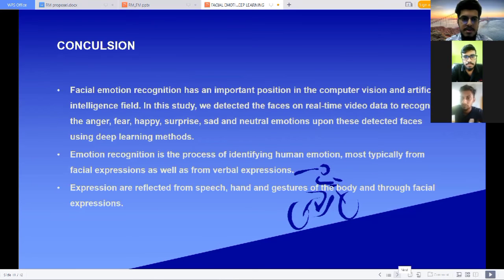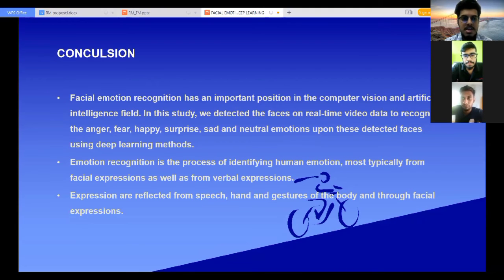In conclusion, facial emotion recognition has an important position in the computer vision and artificial intelligence field. In this study, we detect the face in real-time video and recognize anger, fear, happy, surprise, sad, and neutral emotions. Emotion recognition is the process of identifying human emotions, more specifically from facial expressions as well as verbal expression. Expressions are reflected from speech, hand gestures, and body posture to facial expression.